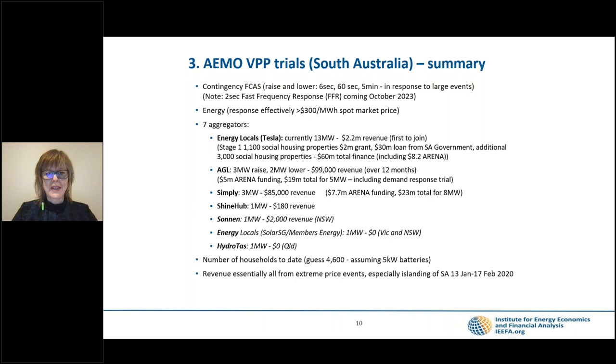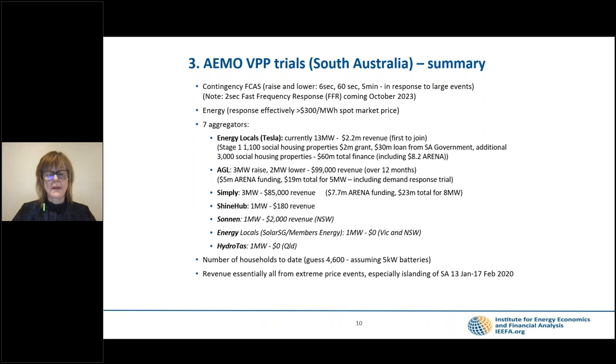In terms of the services they've been providing, there's frequency response. We have 6 contingency, large scale frequency response markets, raise and lower at 3 different time intervals that you can see there. This may also be of interest: we have a fast frequency response market coming in a couple of years' time. These virtual power plants were responding to market signals for frequency raise and lower, and also responding to what was happening in the wholesale electricity market.